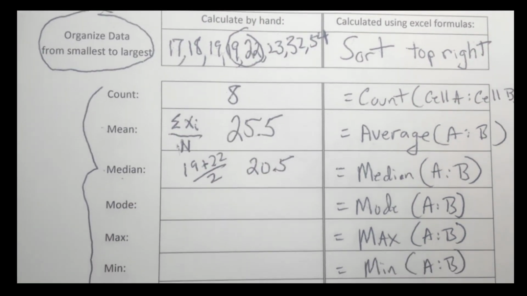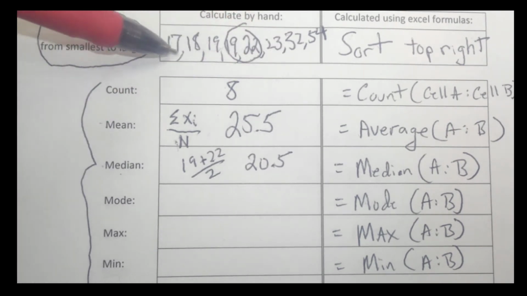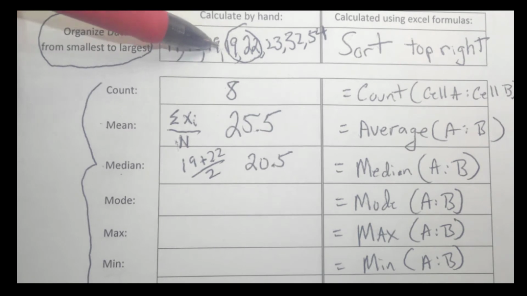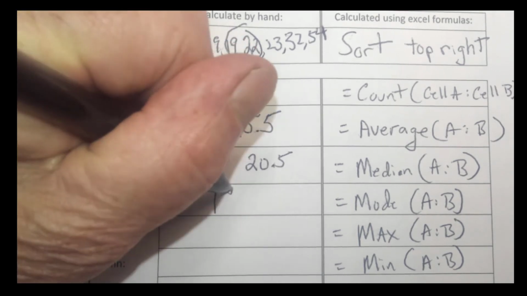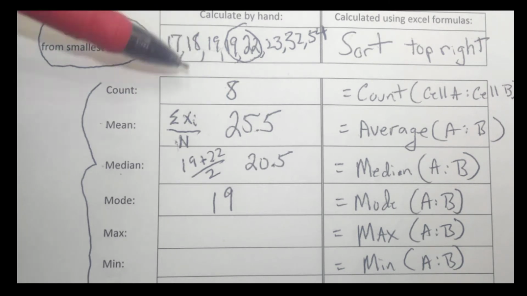The mode is the one that occurs most frequently. So in this data set, the one that occurs most frequently is 19. It occurs twice, and none of the others occur but once.